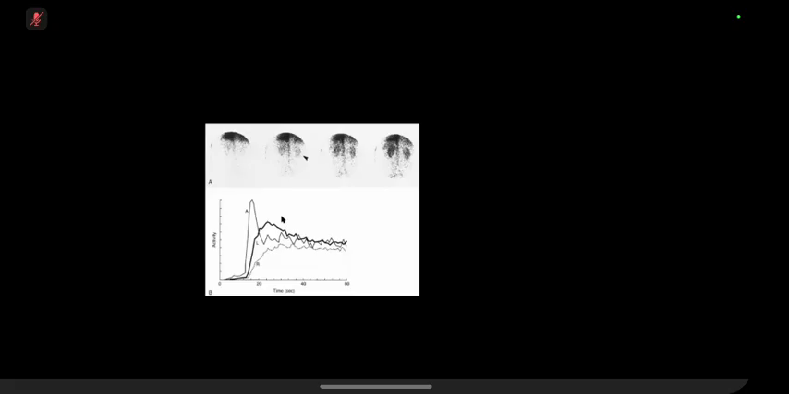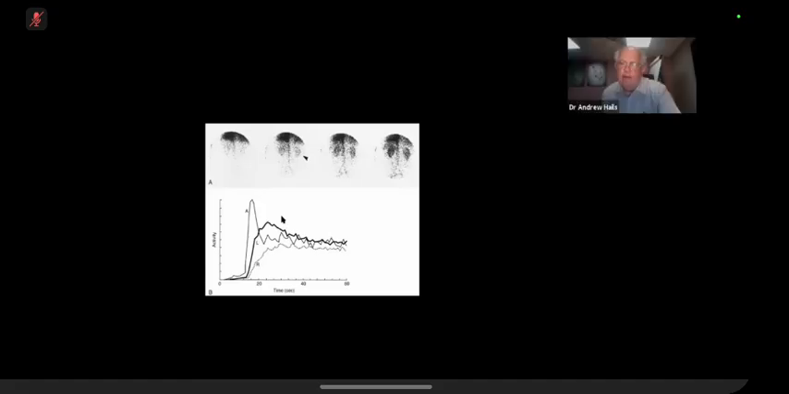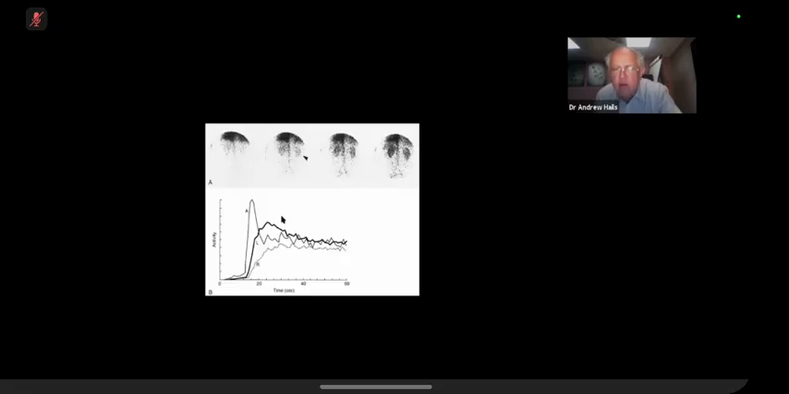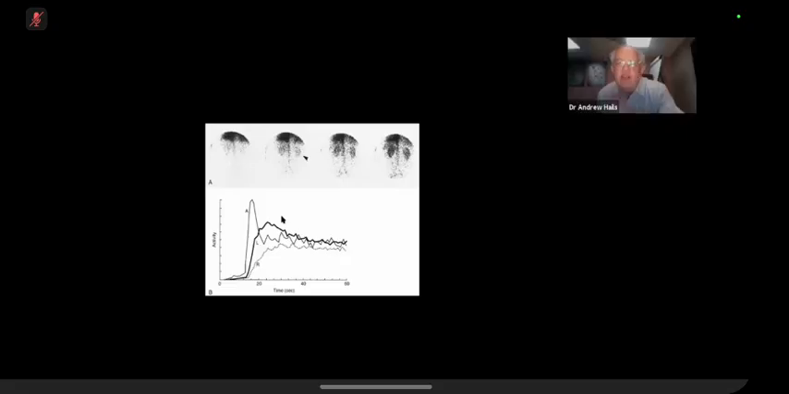So you can see there's a graph at the bottom, and there's increased uptake in the beginning, and then after about 20 seconds, it appears to plateau off. Is this normal or abnormal? It looks abnormal because it's now decreased. Abnormal? I think this is basically a normal one.